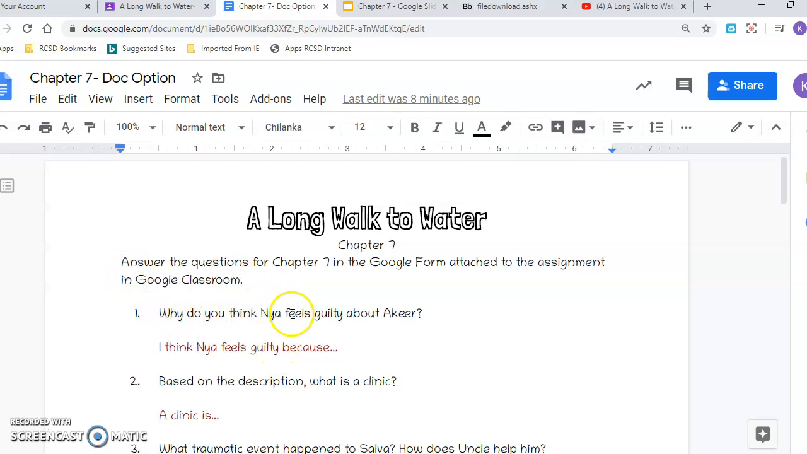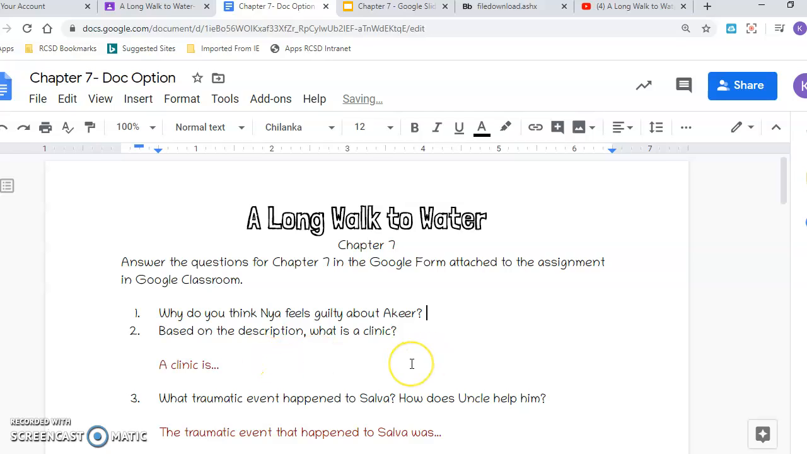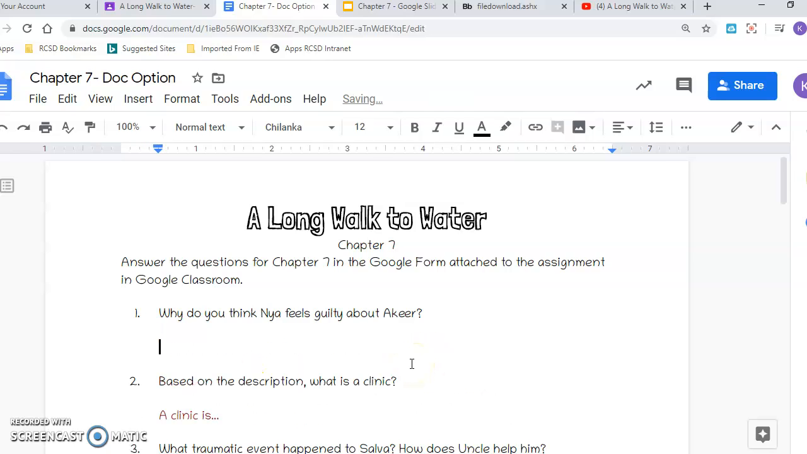Question 1. Why do you think Naya feels guilty about Akir? So now what's in red here is what you could be typing. I just typed that in for you. I think Naya feels guilty because, and how I typed that, I'm going to backspace it for a second and just show you this one. It would show up like this on your page. I did enter, and then I backspaced the 2, and then I went up here and I made my font red because I like making it stand out so the teacher can see. So I think Naya feels guilty about Akir because.